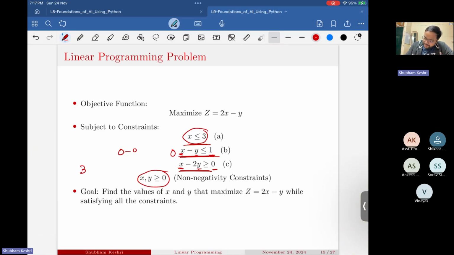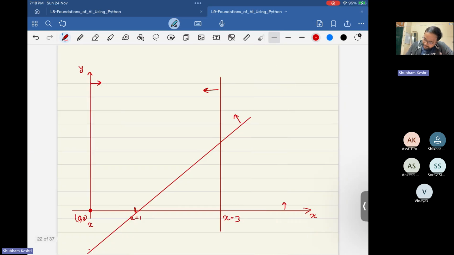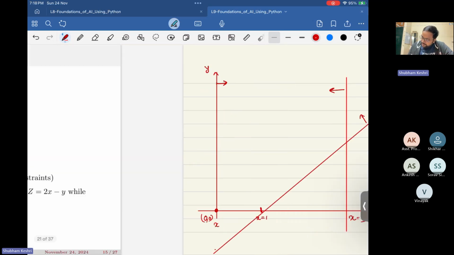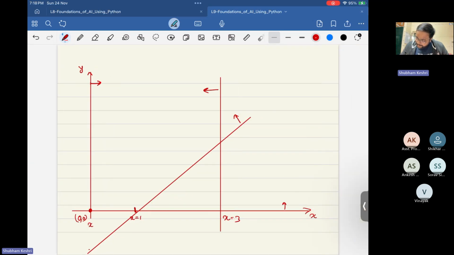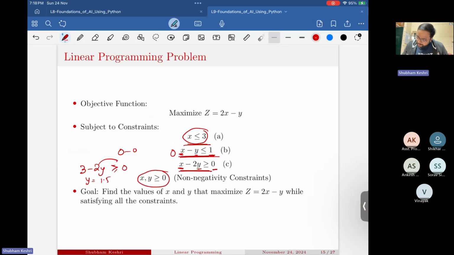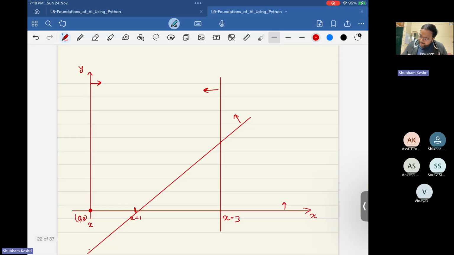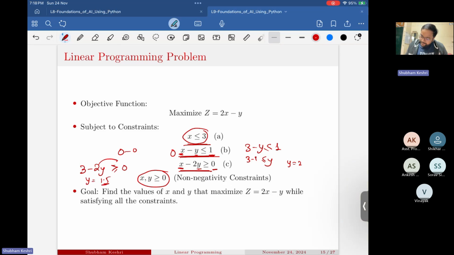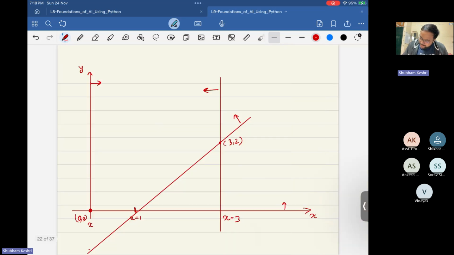If x is equal to 3 minus 2y is greater than or equal to 0, then y will become 1.5, right? So you can take this and it will become 1.5. So where will be 1.5? First we have to see where it touches here. So what will this be? If I put y is equal to 3 minus y is less than or equal to 1, so 3 minus 1, this becomes 2. So this point is actually (3, 2). And over here it is touching 1.5, so it is touching somewhere here.